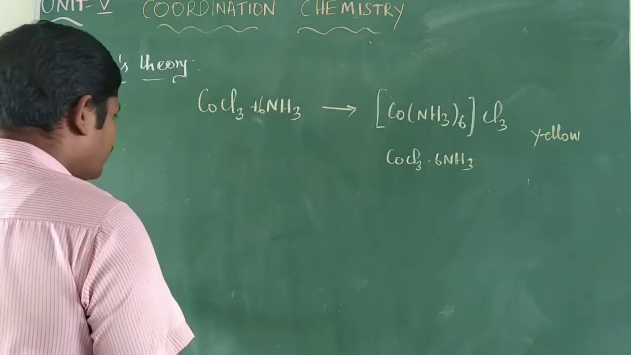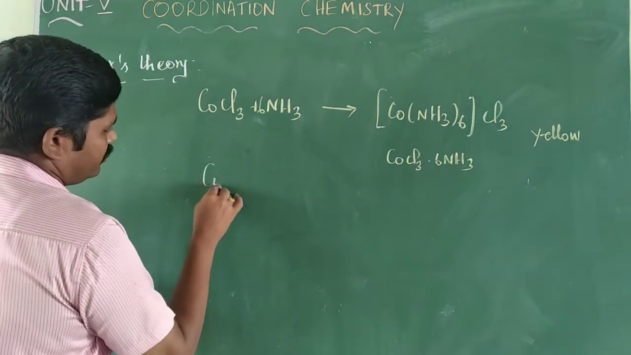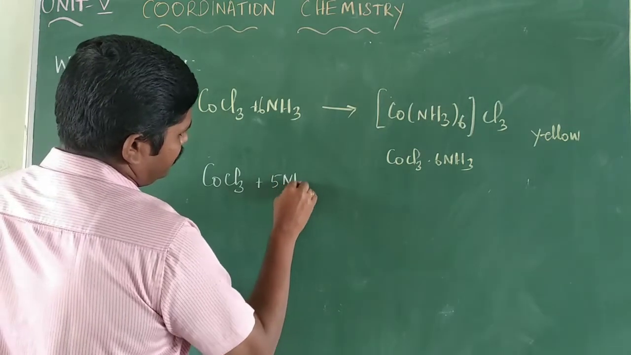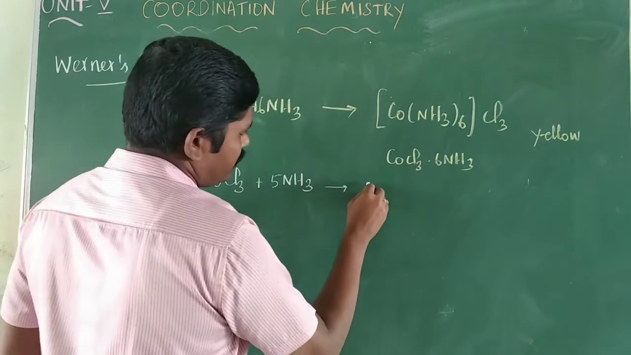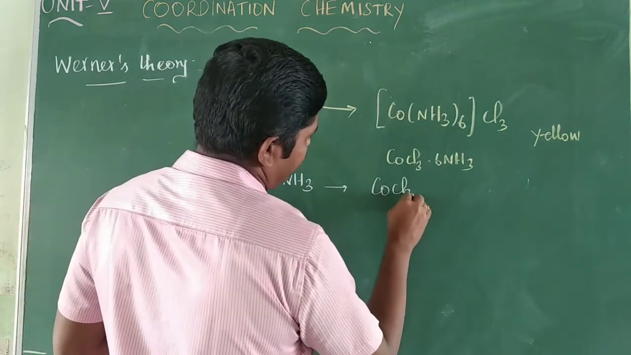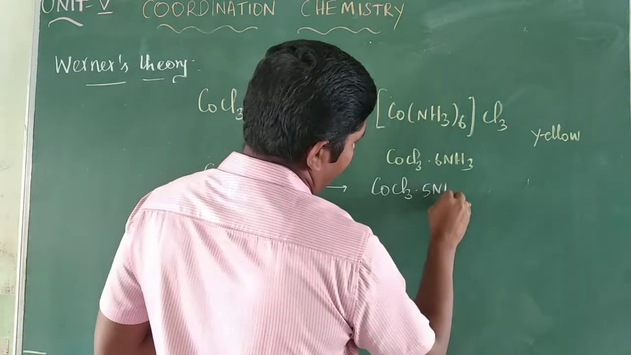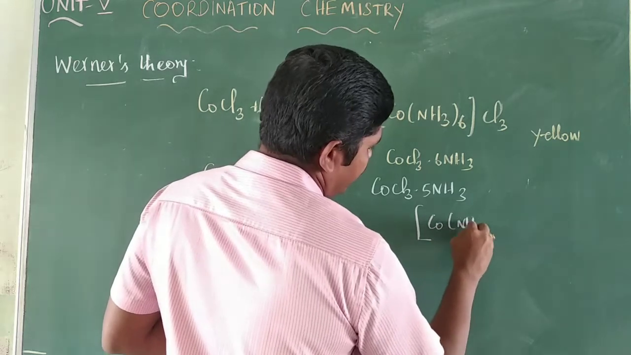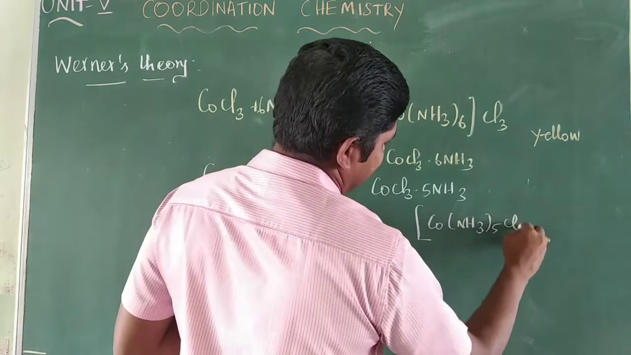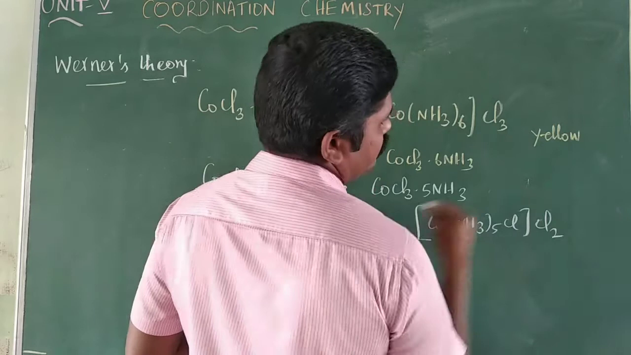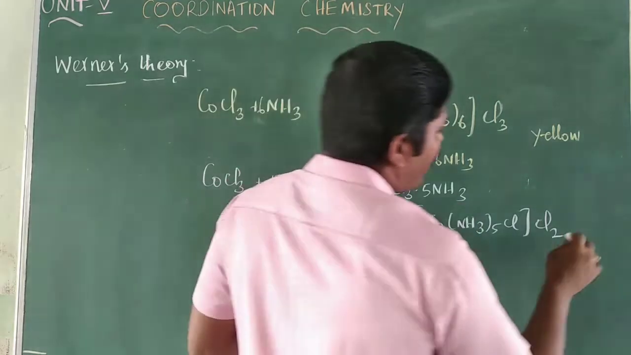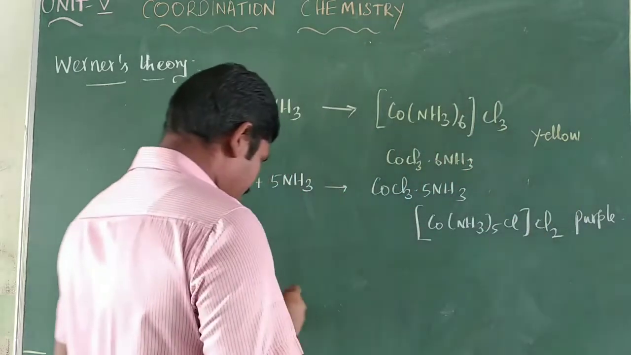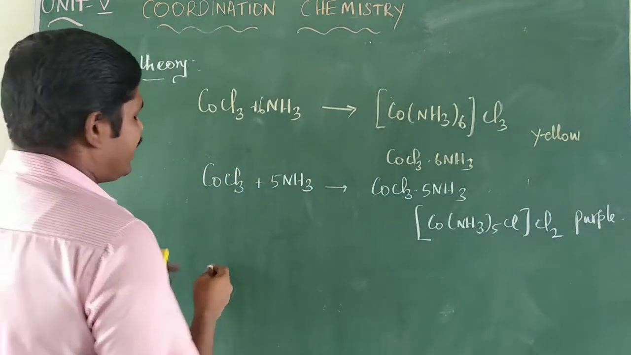So next, CoCl3 plus 5NH3. So CoCl3 dot 5NH3. The complex is Co(NH3)5Cl and Cl2. So it is purple in color.